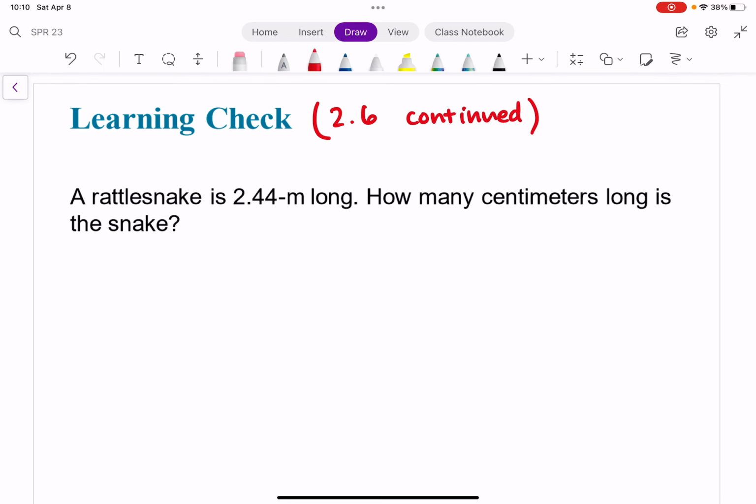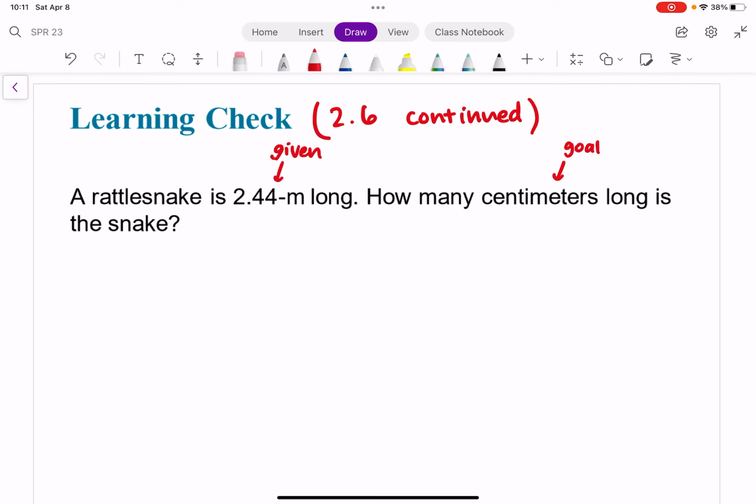Okay, so it says a rattlesnake is 2.44 meters long. How many centimeters is the snake? Okay, so what are we given? We're given that the rattlesnake is 2.44 meters long. What do we want to get to? Where do we want to go? Yeah, we want to get to centimeters. So this is our goal.